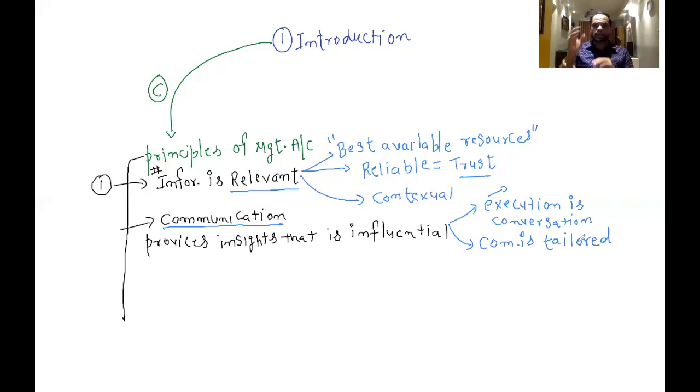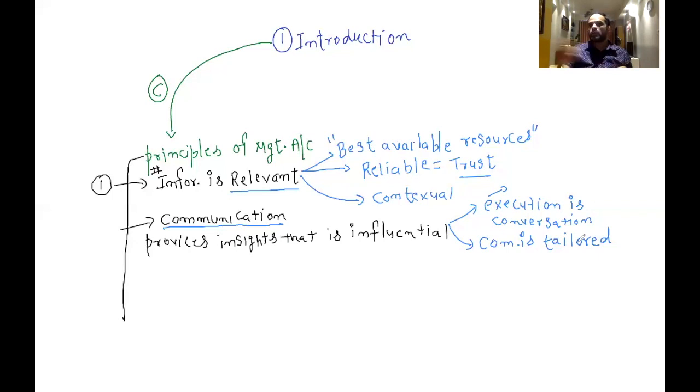Let me give you another example. Textbooks, teachers, students, right? Sometimes the language used in a textbook may not be understandable by the student. So what does the teacher do? The teacher transforms that language in such a way that students can understand. It means they simplify the language of the textbook. This is called communication is tailored.